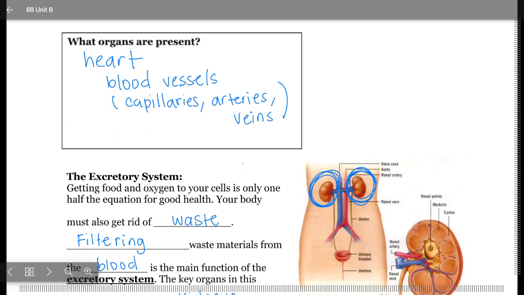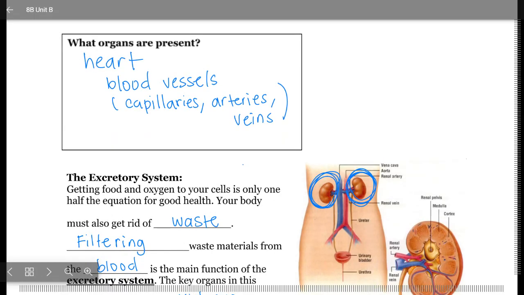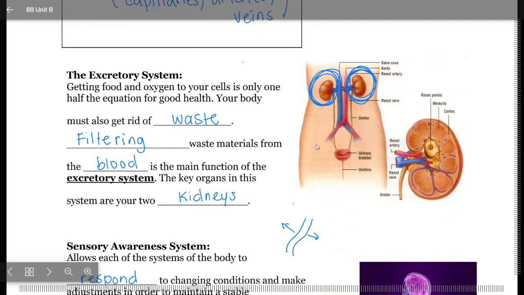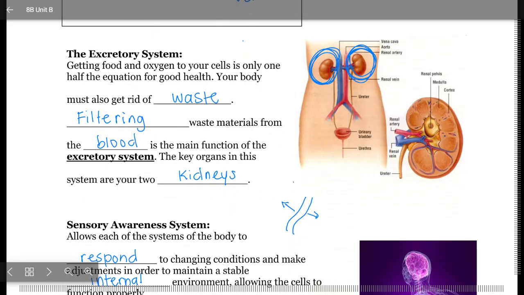Organs present in the circulatory system are the heart, the blood vessels, consisting of the capillaries, arteries, and veins, and then blood itself. Now we have the excretory system. Getting food and oxygen to your cells is only one half of the equation for good health. Your body must also get rid of waste. Filtering waste materials from the blood is the main function of the excretory system. The key organs in this system are your two kidneys and also the bladder.